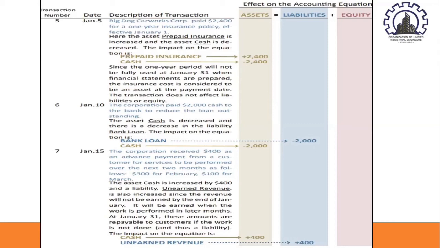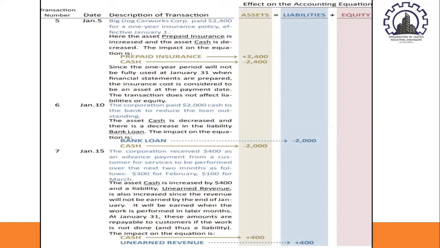Okay, on the 15th of January, the corporation received $4,000 as an advance payment from a customer for services to be performed over the next 2 months as follows: $300 for February and $100 for March. So technically, the asset cash is increased because your customer made an advance payment. So you receive cash amounting to 4,000, and you have there plus 4,000 under asset.